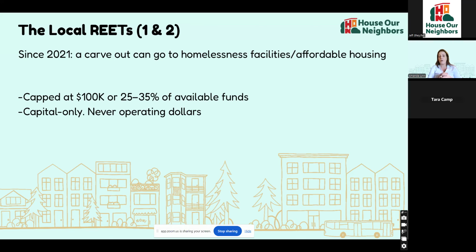They also can only use it for capital. So they can't use it to, say, support mental health treatment, support case management and outreach services and the staffing needed to do that, or help our nonprofit affordable housing operators stay afloat. They can't put funding into those types of efforts. They can only put it into capital projects, which is really limiting.